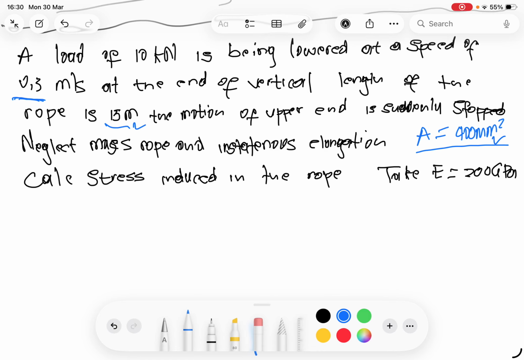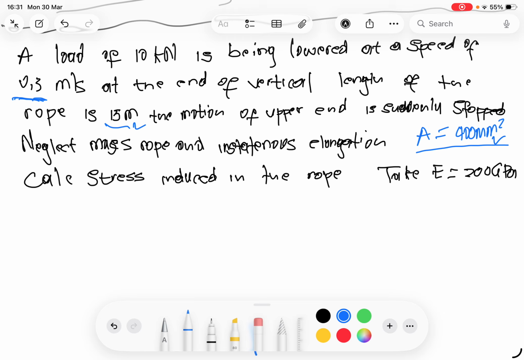Sanibonani guys, we are still on the strain energy. We are given the question like this: a load of 10 kilonewton is being lowered at a speed of 0.3 meters per second at the end of a vertical rope of length 15 meters. The motion of the upper end is suddenly stopped.